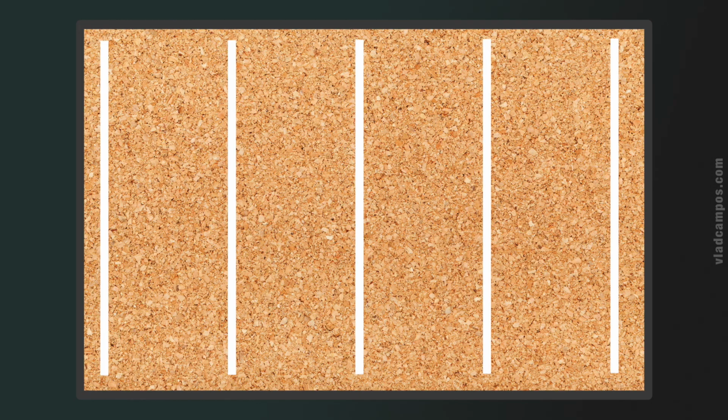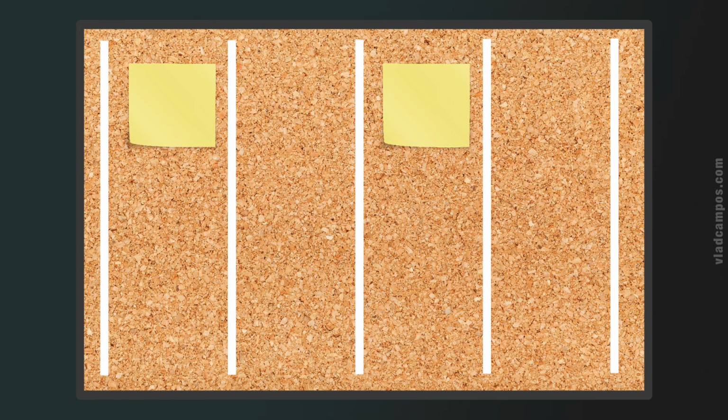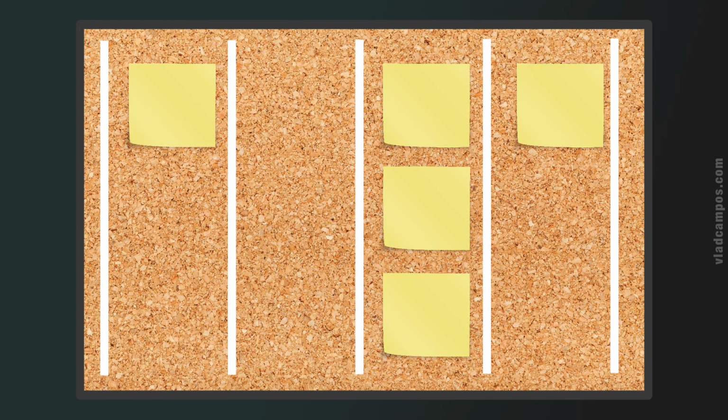Picture this, a cork board with some vertical lines creating columns, and inside those columns, sticky notes. This is basically what Trello is, but instead of cork board, it's called simply board. The columns are called lists, and the sticky notes are called cards.